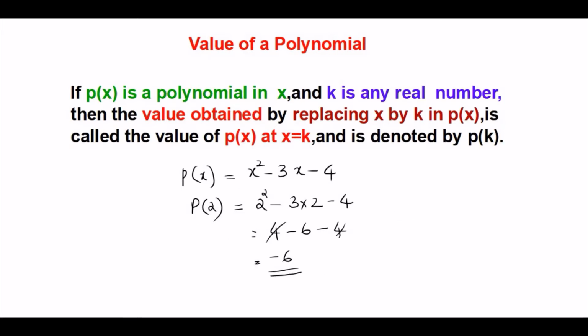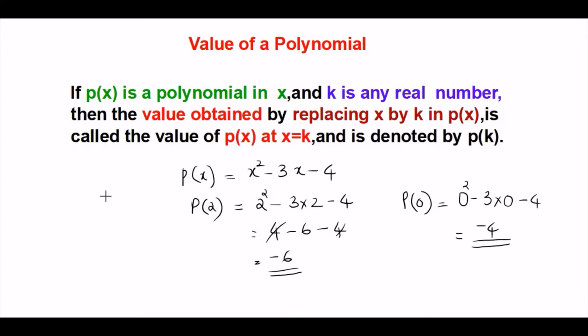Now let's suppose you give some other value for x like p of 0. Then you substitute for x 0. You get 0 square minus 3 into 0 minus 4. So all these will become 0. So the value of the polynomial is minus 4 at x is equal to 0. So this 0, this 2, all this is taken as k. That is, k is any real number.